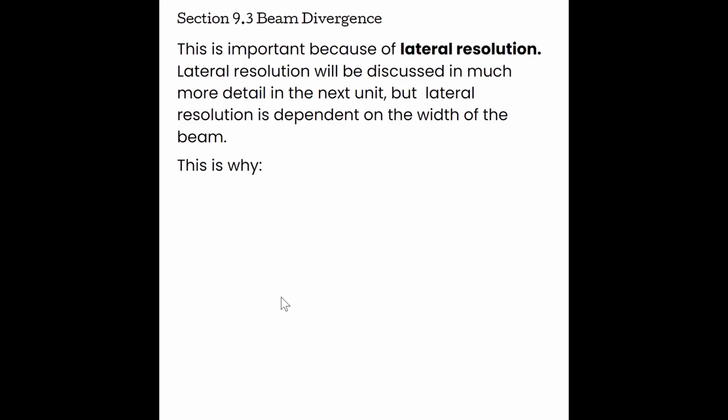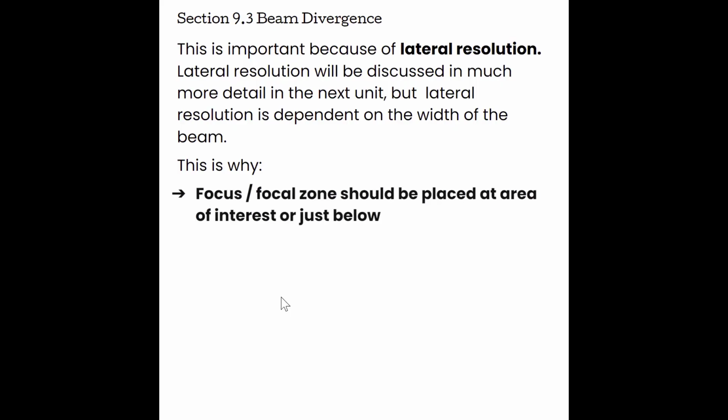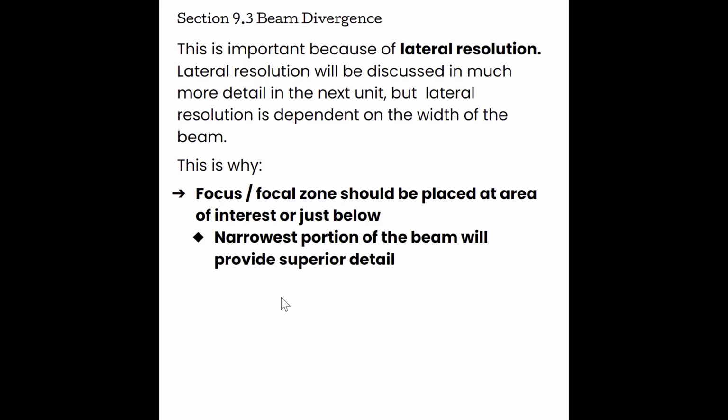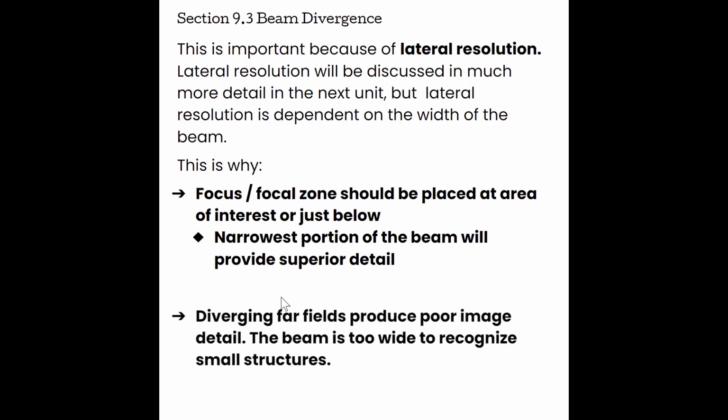But why lateral resolution is important and why we are concerned about how wide the beam gets is because, first off, we know that the focus in the focal zone should be placed just at the area of interest or just below it. And that's because the beam is narrowest here. That thin beam improves our lateral resolution a lot. And that's really what we want. We want good detail in our images. The second problem, though, is that when we have that diverging far field, it's going to diverge to a point where it's going to really affect our lateral resolution.